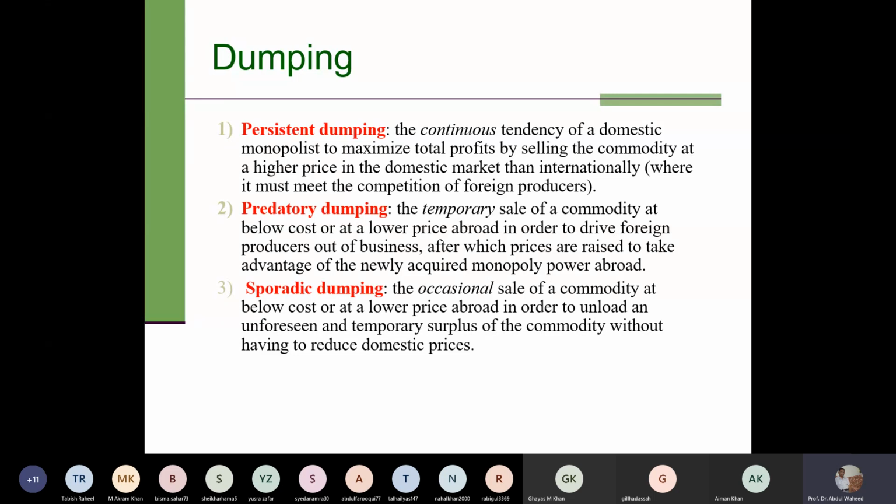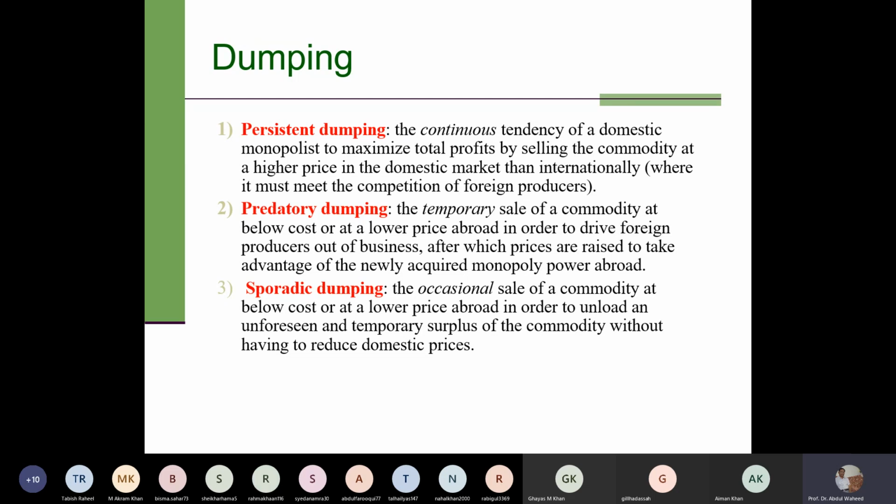Now, anti-dumping duties could be imposed equivalent to the amount of dumping. For example, if a Chinese firm in Beijing is selling a mobile phone, and the price of the mobile phone in US dollars is $100. Now, the same mobile phone they are selling in the Pakistani market at $80.